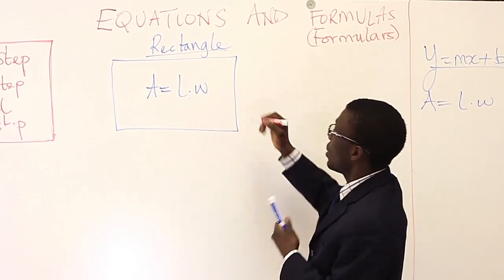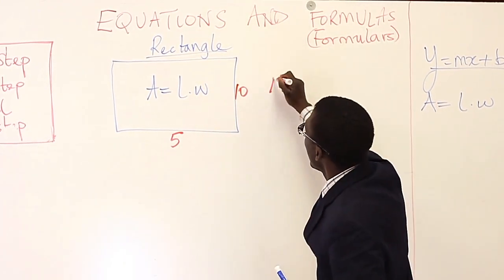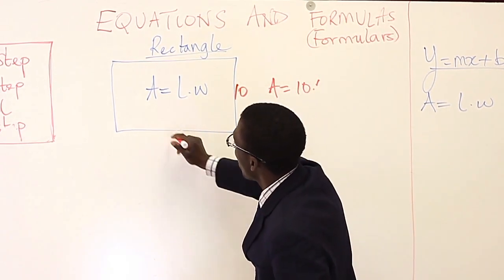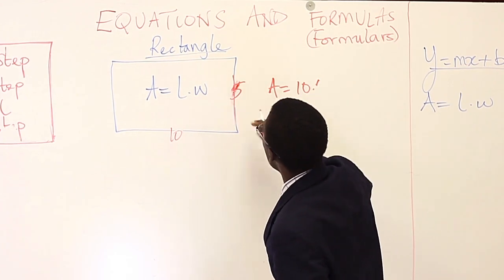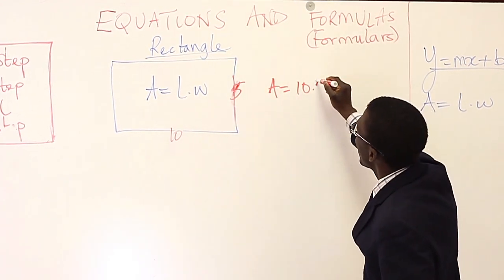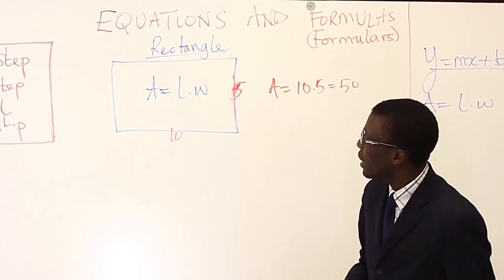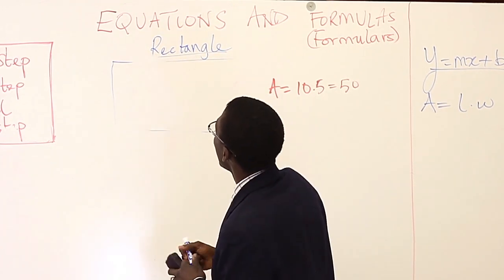And so when we find the area, A is equal to L times W. If I give you the values, so let's say I give you 10 and 5, we're just going to call it units, then A is equal to 10 times 5. This is not drawn to scale. If you have 10 times 5, then that will become 50, correct? So 50 units squared.